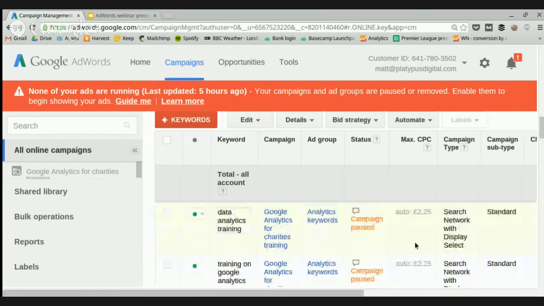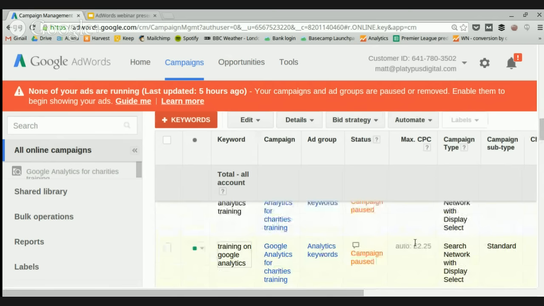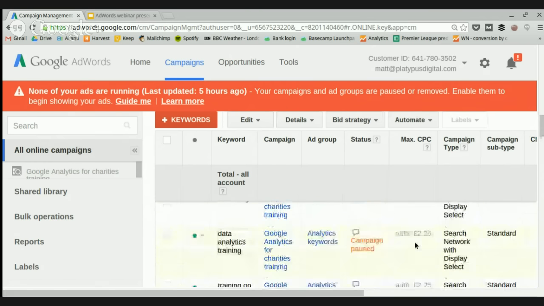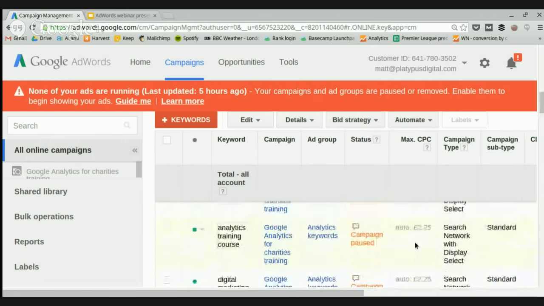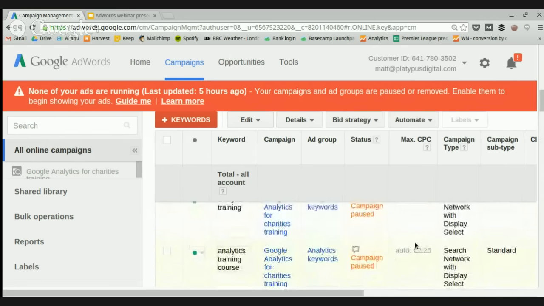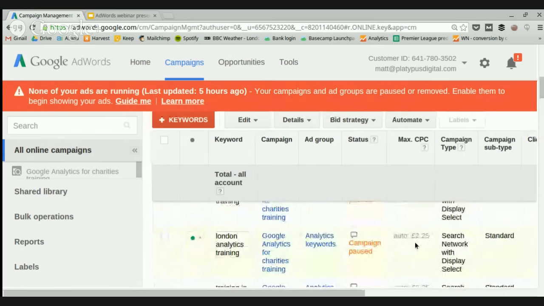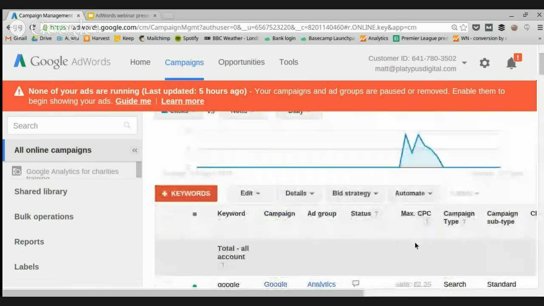If I scroll back up to the top, training on Google Analytics, well, that was exactly what we were offering. So we were more interested in the people who clicked on that keyword than any other. Analytics training course, that's quite specific. Again, I think it could be more specific. London analytics training, it was run in London. I mean, this is going to be much more specific. So the more of those specific keywords you can come up with, the better.